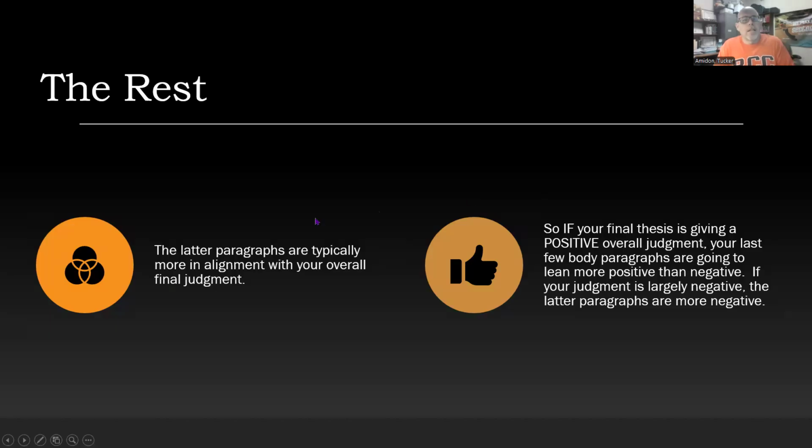All right. The latter paragraphs are typically more in alignment with your overall final judgment. We start to lean more towards one side than the other as we go. So if your thesis is giving a positive overall judgment, your last few body paragraphs are going to lean more positive than negative. Not entirely positive necessarily, but more, okay? If your judgment is largely negative, the latter paragraphs are usually more negative.